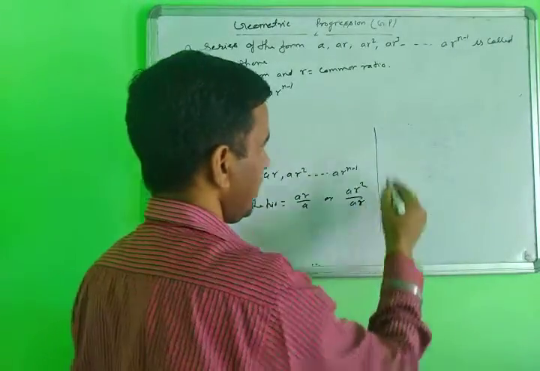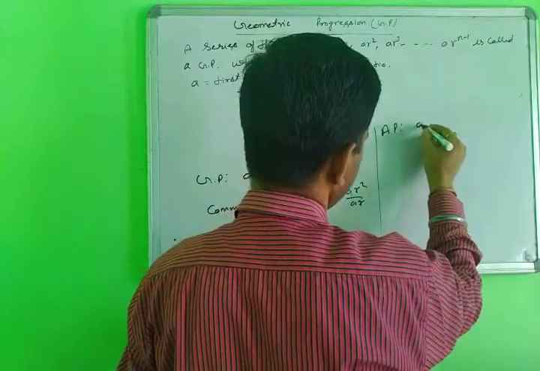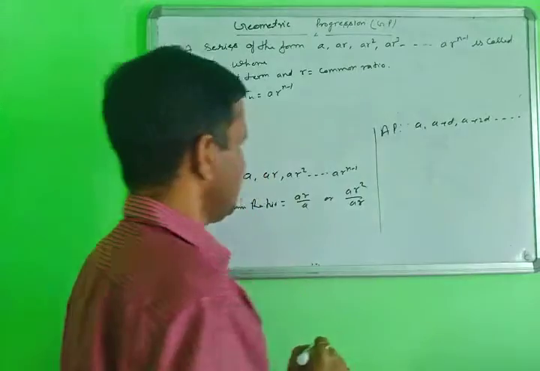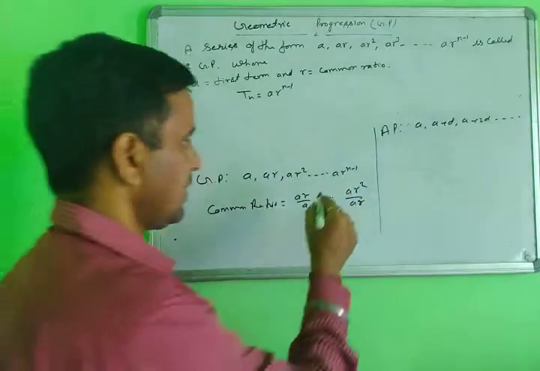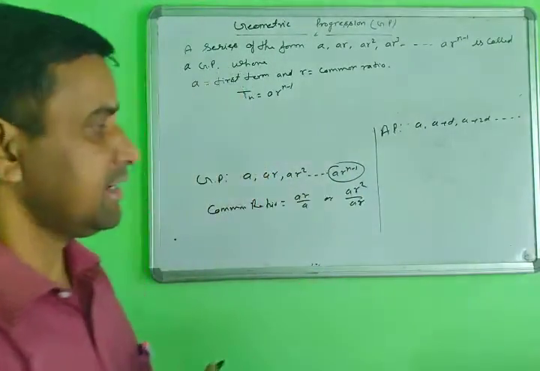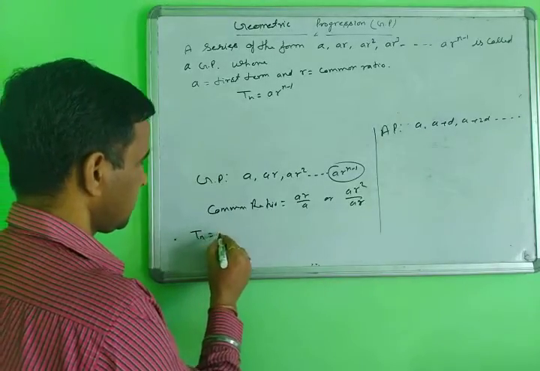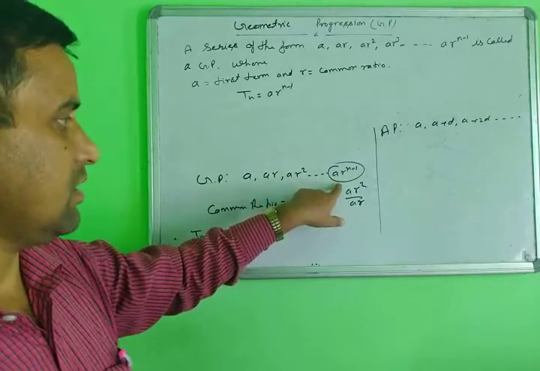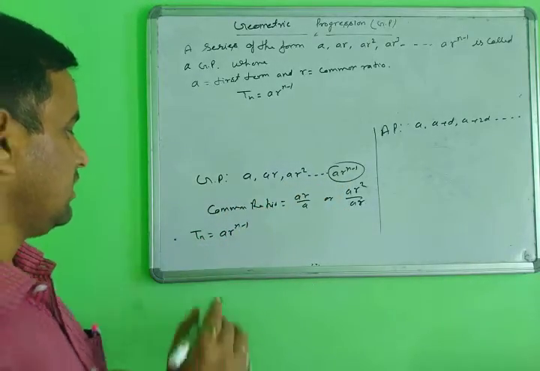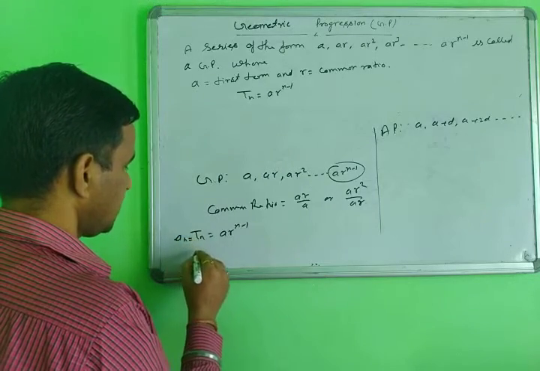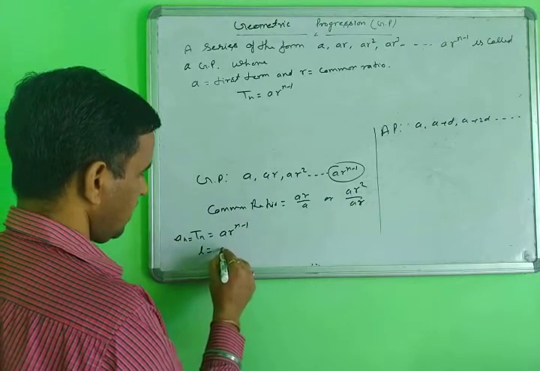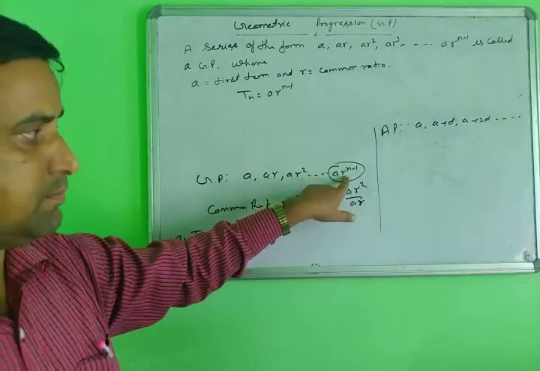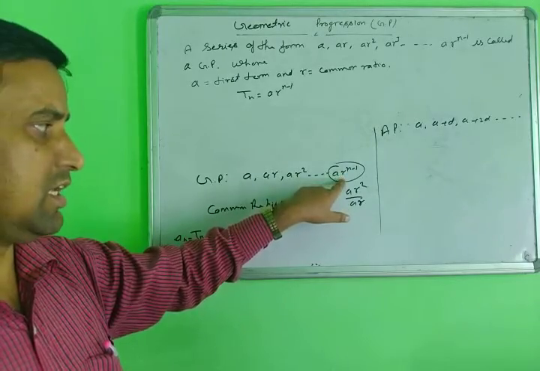Same thing here, AP. What is the general form of the AP? A, A plus D, A plus 2D, and so on. This is your last term, called Tn, the general term. For the GP it is AR n minus 1. You can say last term L, AR n minus 1. The three names of this term: last term, general term Tn, otherwise you can say An.